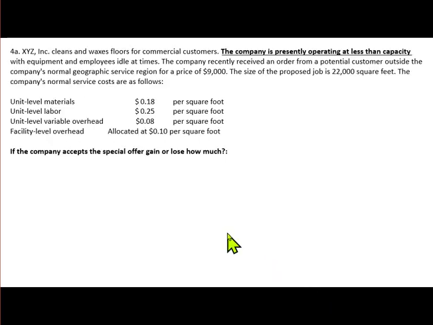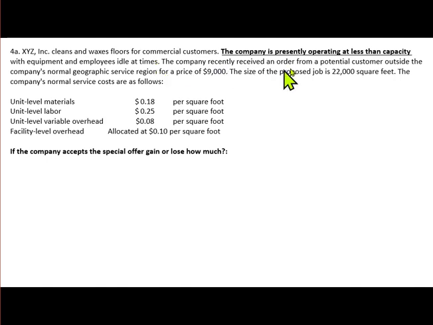Let's take a look at number 4. XYZ company cleans and waxes floors for commercial customers. The company is presently operating at less than capacity with equipment and employees idle at times. That's a very important sentence there, so let me read that again. The company is presently operating at less than capacity with equipment and employees idle at times, which means they have excess capacity.